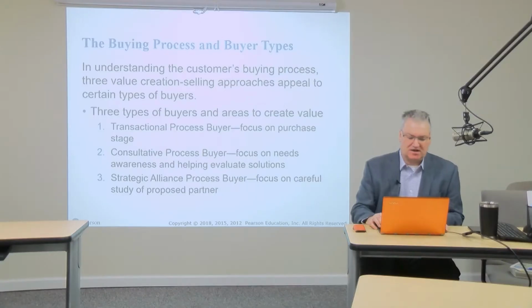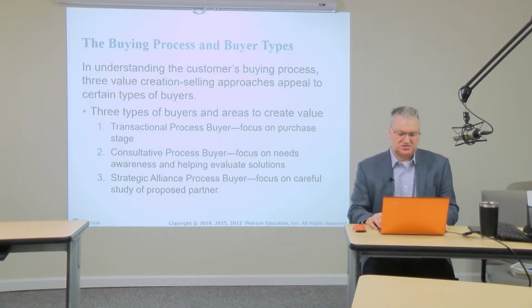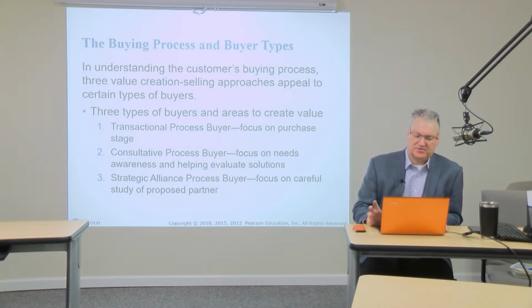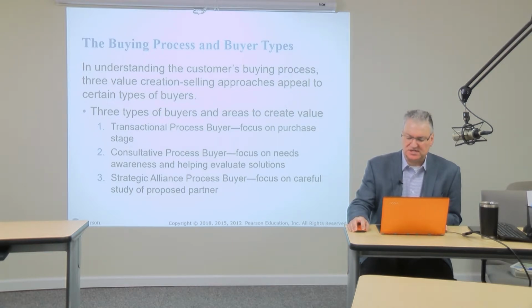So the buying process and buyer types: obviously you're going to have different types of buyers. The customer's buying process and the 3 value creation selling approaches appeal to certain types of buyers. We talked about these a little bit in Chapter 1, where we introduced the idea of transactional selling, consultative selling, and strategic alliance selling. We're now going to talk about how to work with each type of buyer effectively.